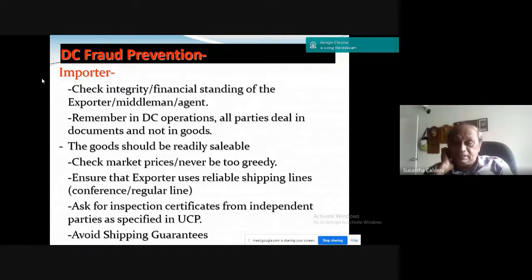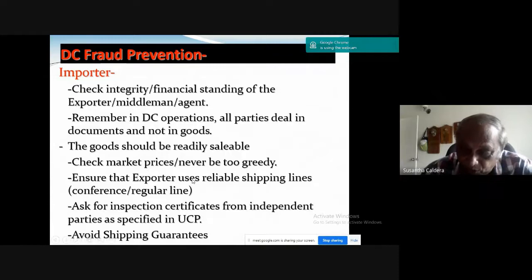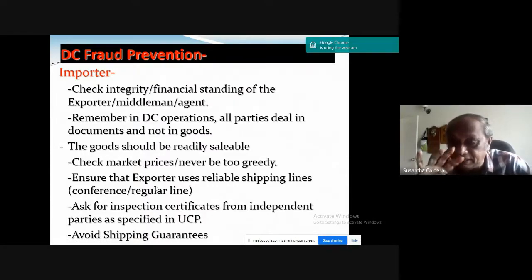Why do we have to use reliable shipping lines? Because normally conference or regular lines are not getting involved in these trade frauds. They are reputed ones. Otherwise, shipping companies may register on an ad hoc basis, guys. You have to be careful, right?